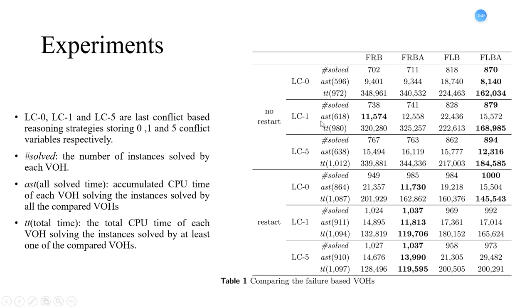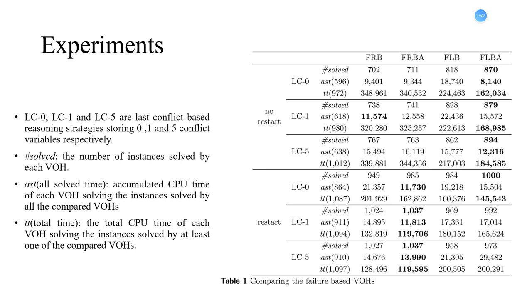And the TT is the total time. It's the total CPU time of each variable ordering heuristic solving the instances solved by at least one of the compared heuristics. And in each row, the best one is in bold.